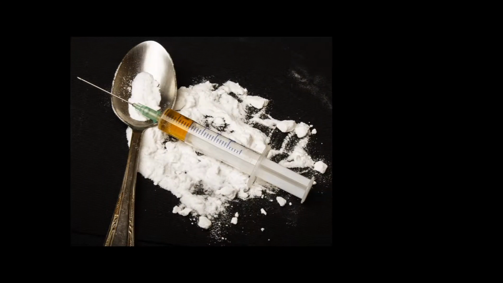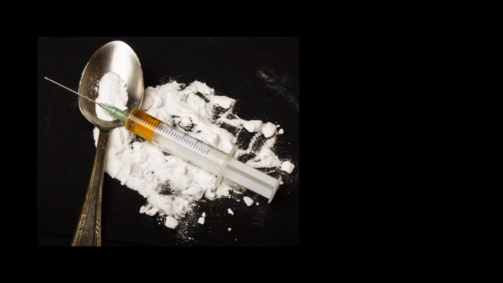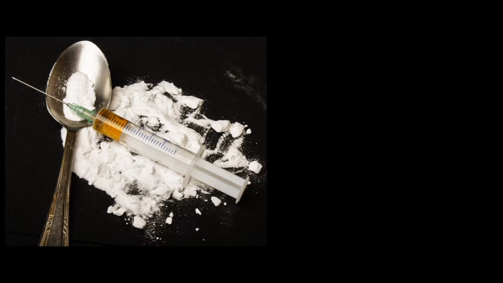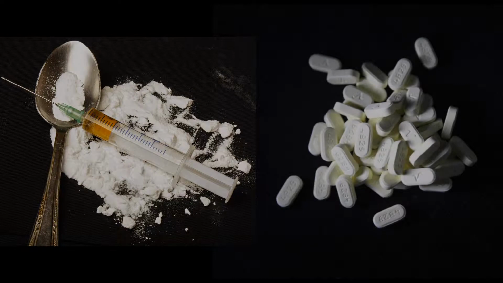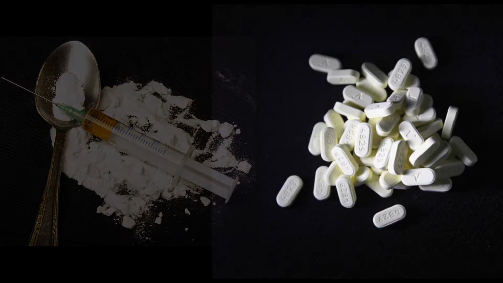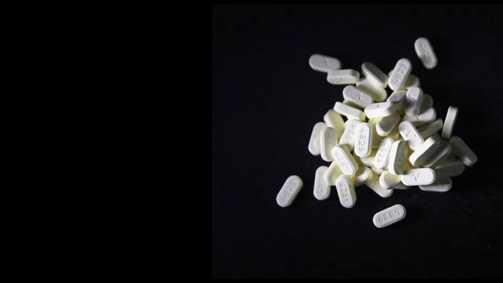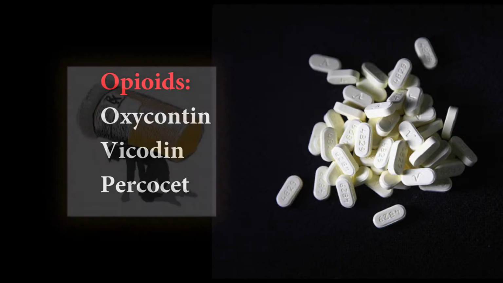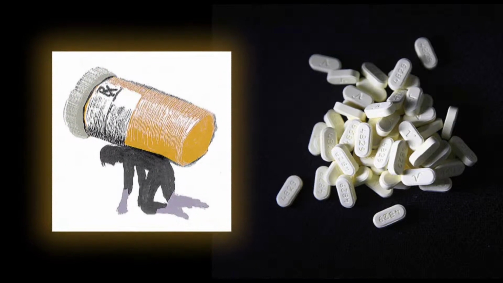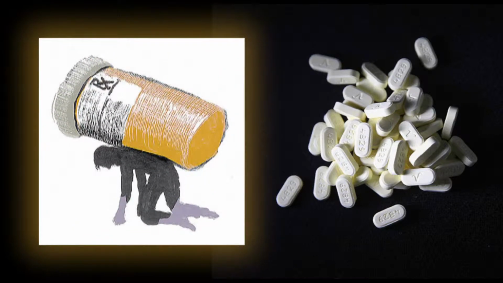Most people know that heroin is an illegal, dangerous, and highly addictive opioid. What many people aren't aware of are the dangers associated with prescription opioids or painkillers such as Oxycontin, Vicodin, and Percocet. These opioids can also be dangerous and can lead to abuse, dependence, addiction, overdose, and death.